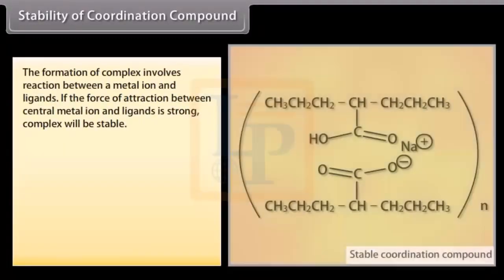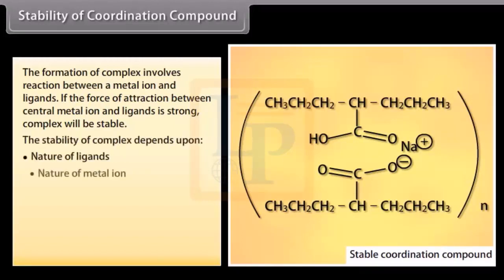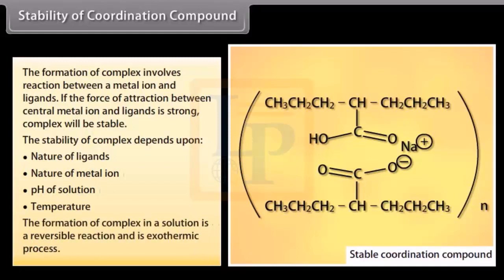Stability of coordination compounds. The formation of a complex involves a reaction between a metal ion and ligands. If the force of attraction between the central metal ion and ligands is strong, the complex will be stable. The stability of a complex depends upon the nature of ligands, nature of metal ion, pH of solution and temperature. The formation of a complex in solution is a reversible and exothermic process.